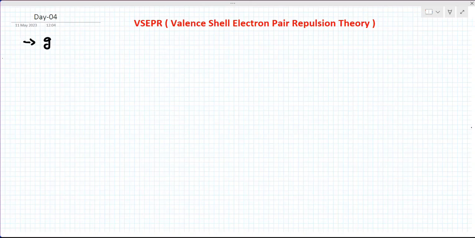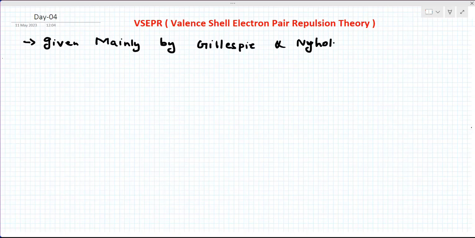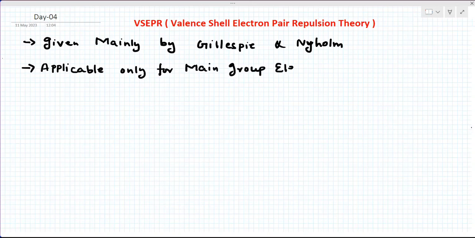It is given mainly by Gillespie and Nyholm, scientist names. That's a very important point. It is applicable only for main group elements.